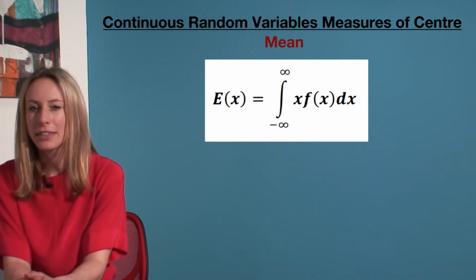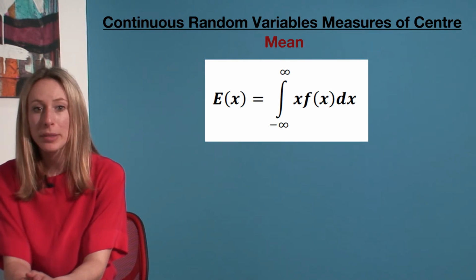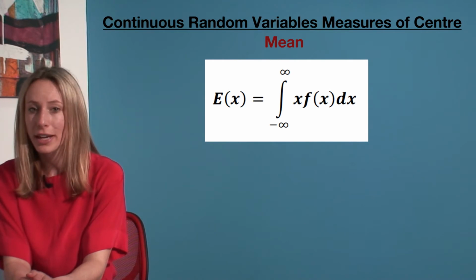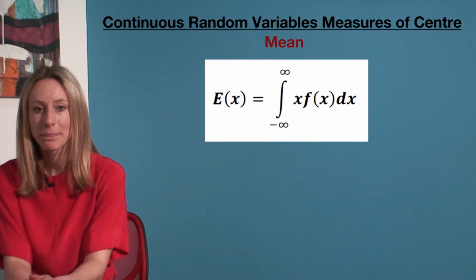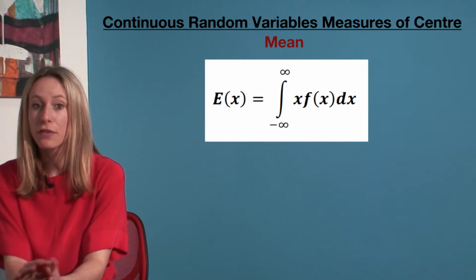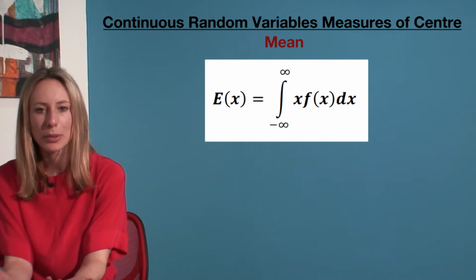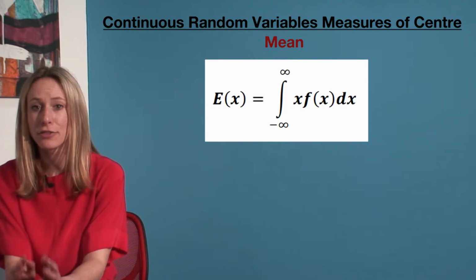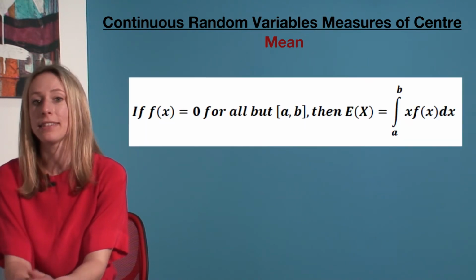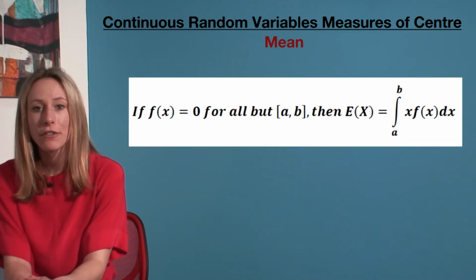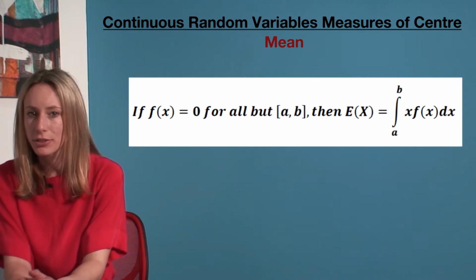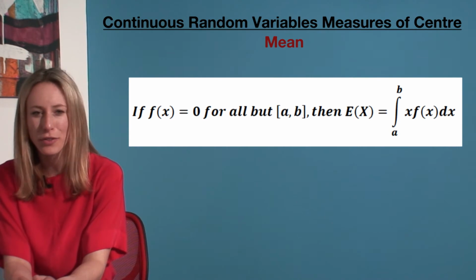We can define the mean of the continuous random variable for the probability density function as the integral of x times f of x over the range of infinity to negative infinity. For most of our functions, the probability density function will be equal to 0 for most of the domain. For example, a long jumper has 0 chance of jumping 100 metres and will most likely have his results between 2 and 8 metres. Therefore, if f of x equals 0 for all but the range a to b, then our expected value integral is x times f of x over the range of a to b.